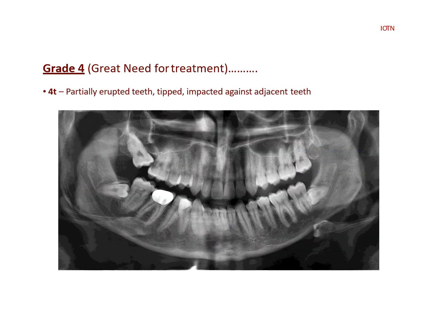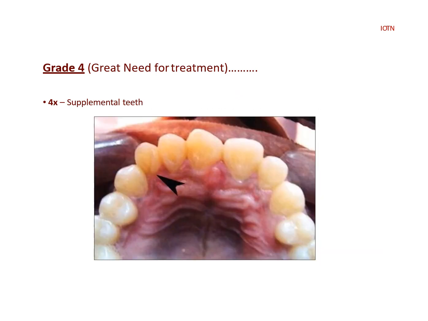Now 4T is partially erupted teeth, tipped and impacted against the adjacent teeth, as you can see in this picture. 4X is supplemental teeth. These are teeth which look like a normal complement set of teeth, but are not. It's called supplemental teeth, as you can see here.